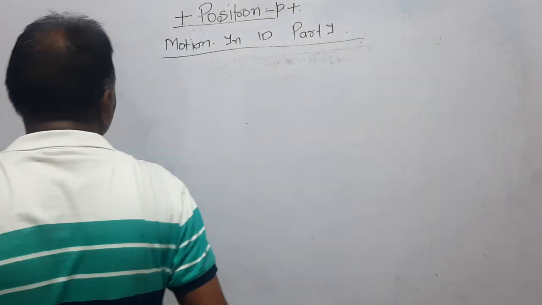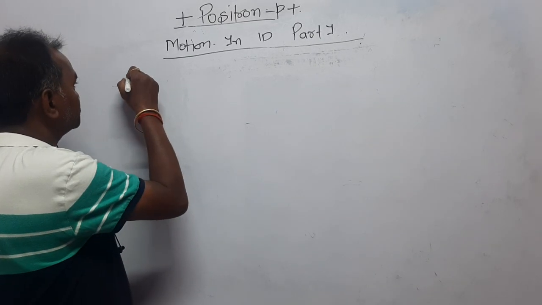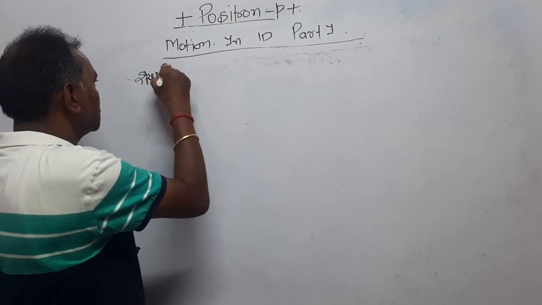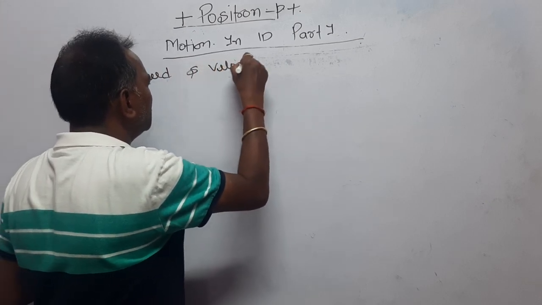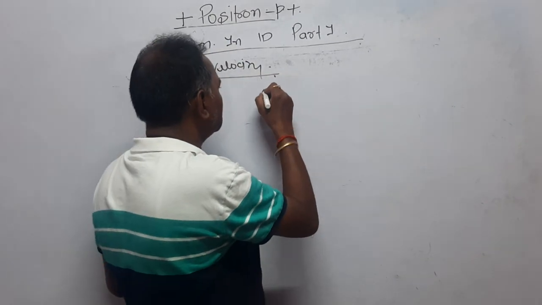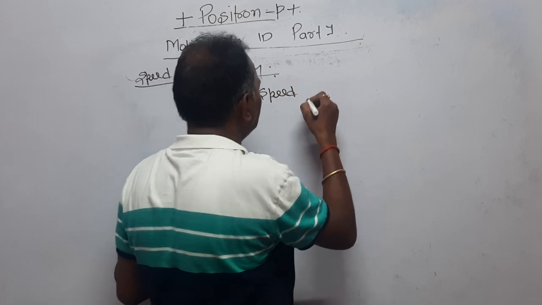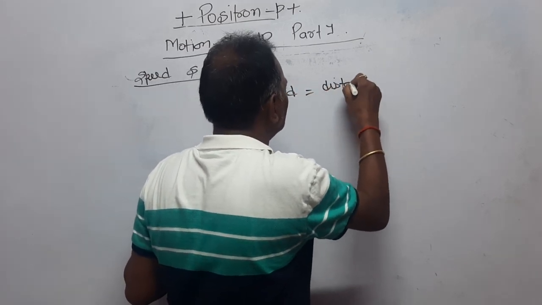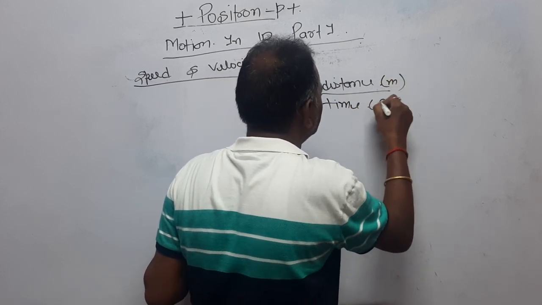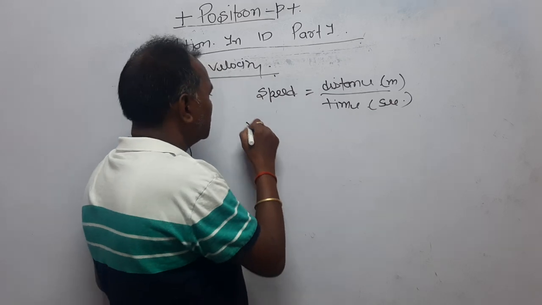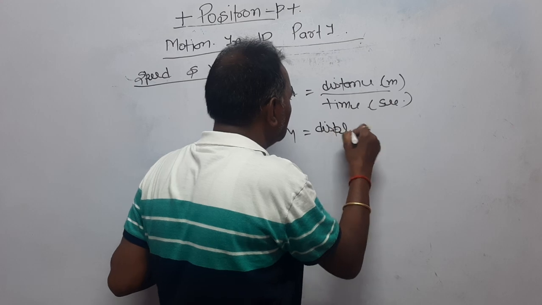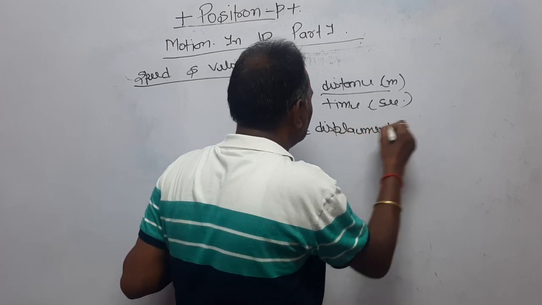Now next is speed and velocity. Dear students, what is speed? Speed is the distance covered in 1 second, that is meter per second, you can say. And what is velocity? Velocity is the displacement covered in 1 second.